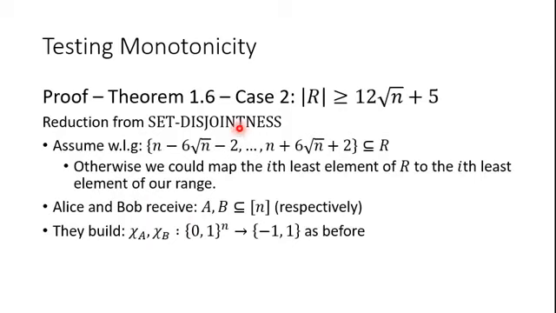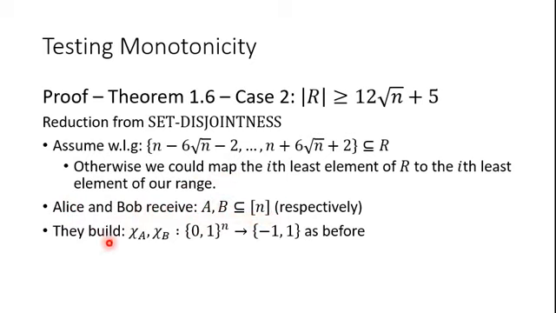So now we will prove case number 2, which is this case. We will do a reduction from set disjointness. We'll assume without loss of generality that this is a subset of our range, and otherwise we could just map the ith least element of the range to the ith least element of our range, and therefore we can assume this. So in this case, Alice and Bob receive A and B, subsets of 1 through n.